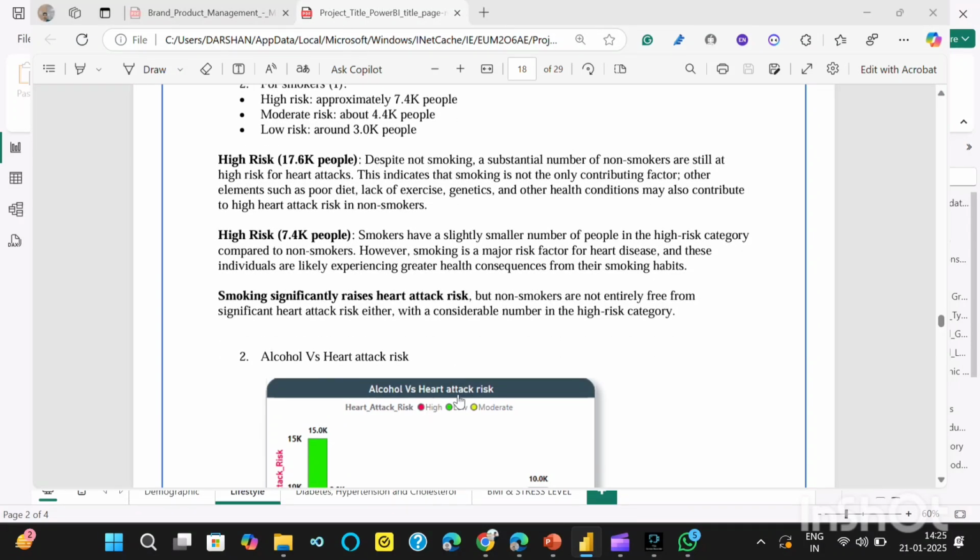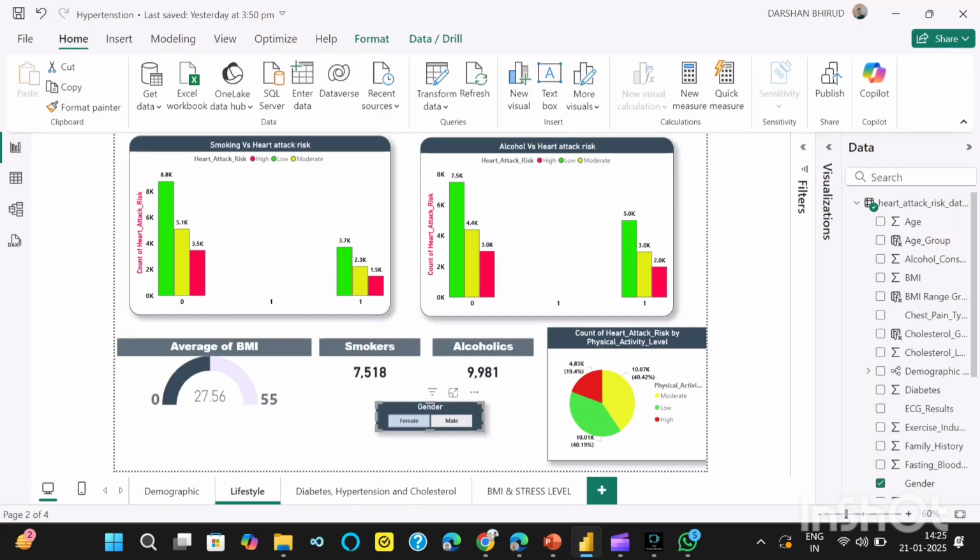So for the alcohol, let's look at the male category. The number of alcoholics is more than 9,000, and the number of smokers is more than 7,000. As you can see, the chances of a heart attack risk are higher in alcohol-consuming people.